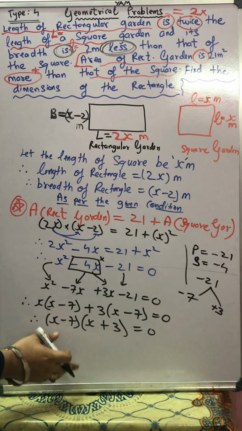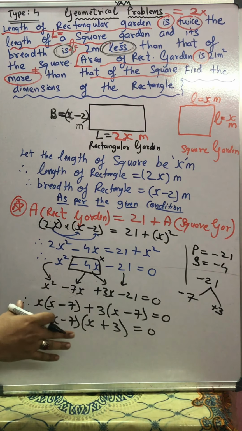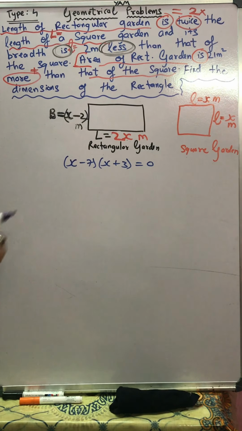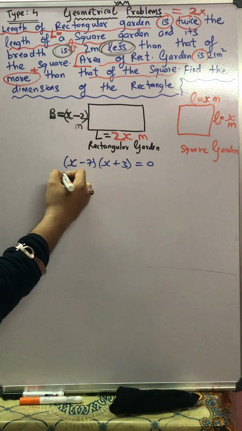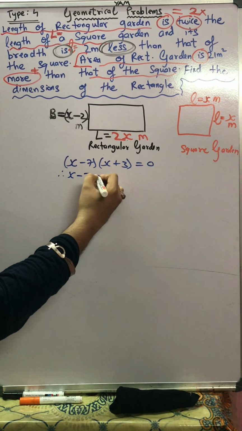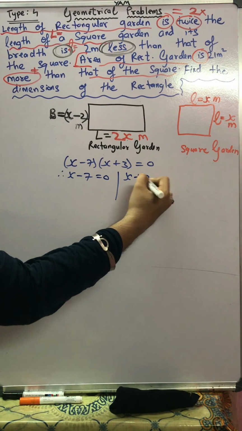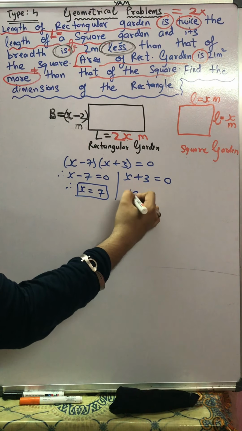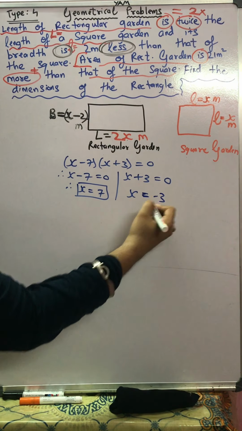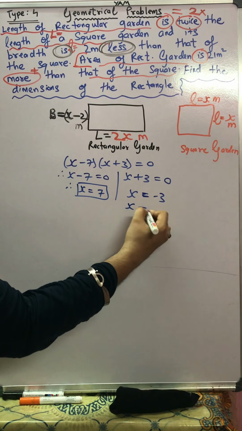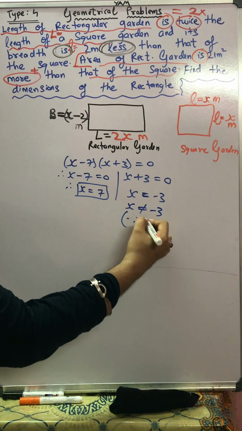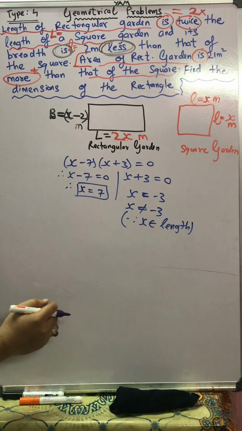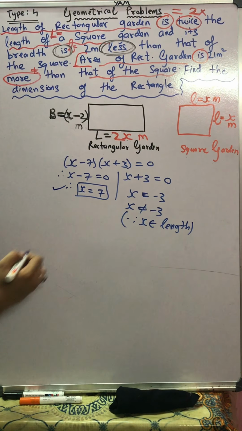I don't have space over here, so all of you please pause the video. I need to erase the board, then I will continue. Students, I have copied the last line on the board over here. Either x minus 7 will be equal to 0 or x plus 3 will be equal to 0. Therefore the value of x will be plus 7, or minus 3. But x cannot be minus 3, because x belongs to the length and length cannot be negative. So x is equal to 7.